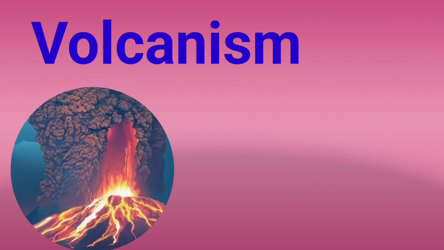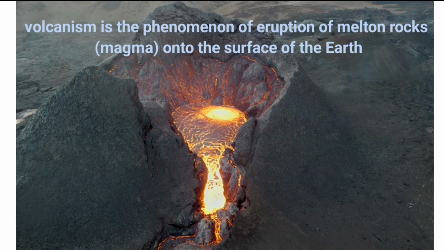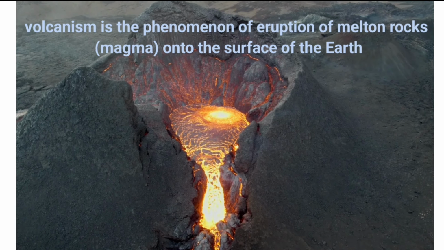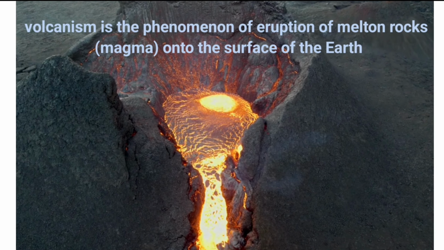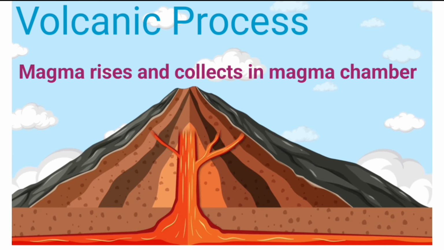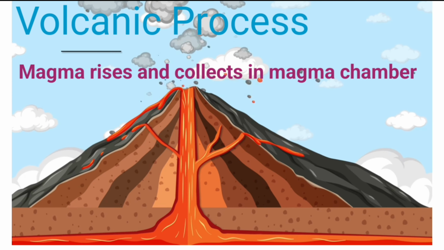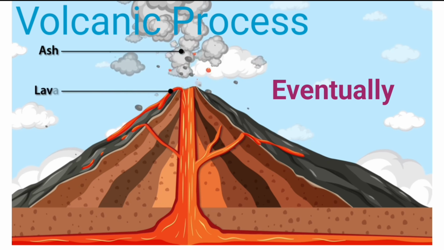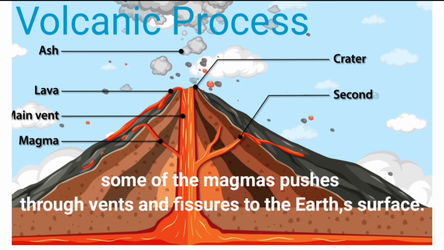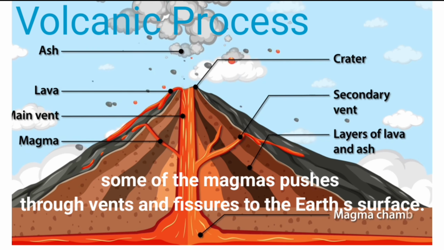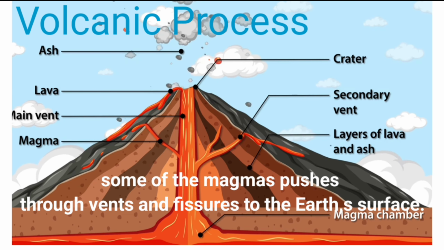What is volcanism? Volcanism is the phenomenon of eruption of molten rocks, magma, onto the surface of the earth. Volcanic eruptions occur when the molten lava reaches the surface of the earth. So what is the volcanic process? In the volcanic process, magma rises and collects in a magma chamber. Eventually, some of the magma pushes through vents and fissures to the earth's surface. All the volcanic related processes happen on volcanic landforms.